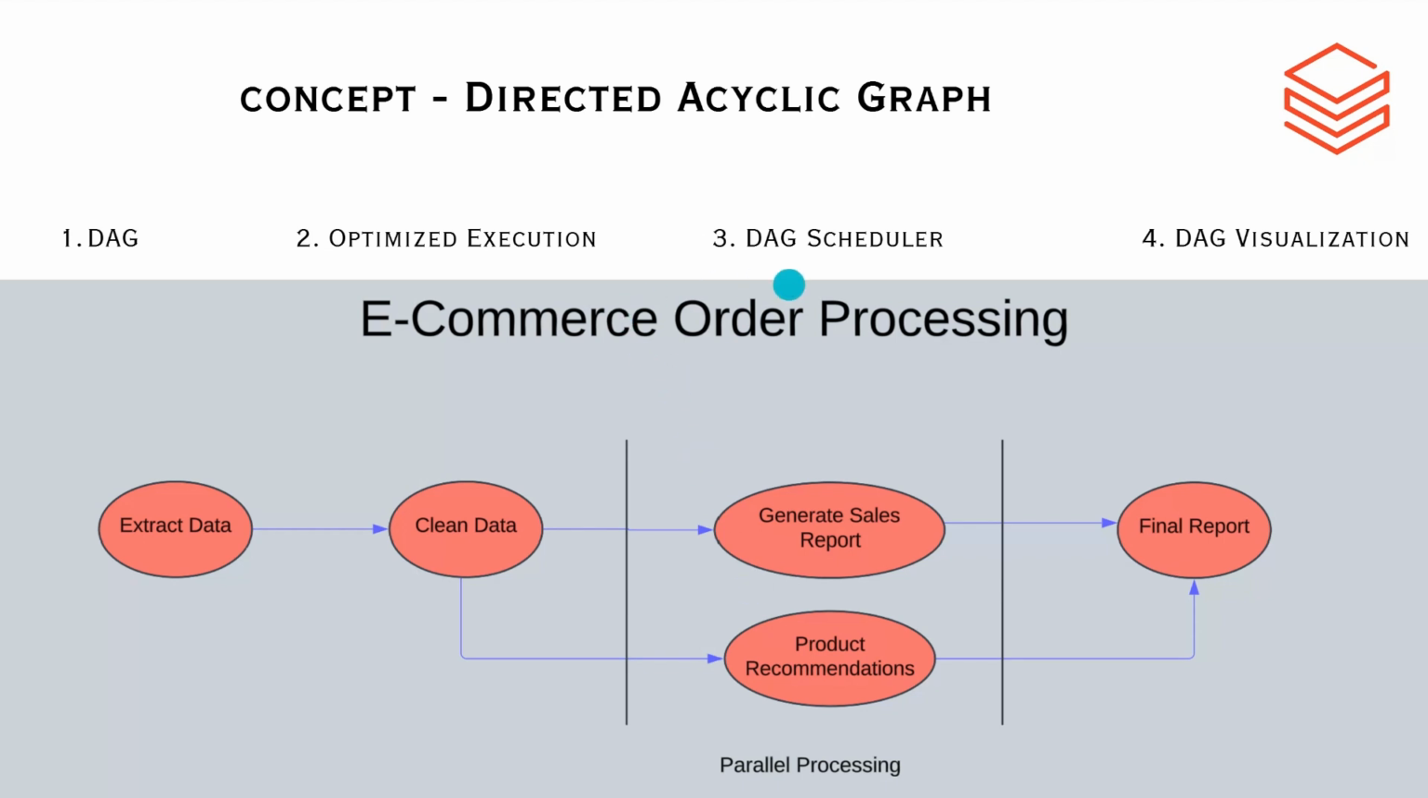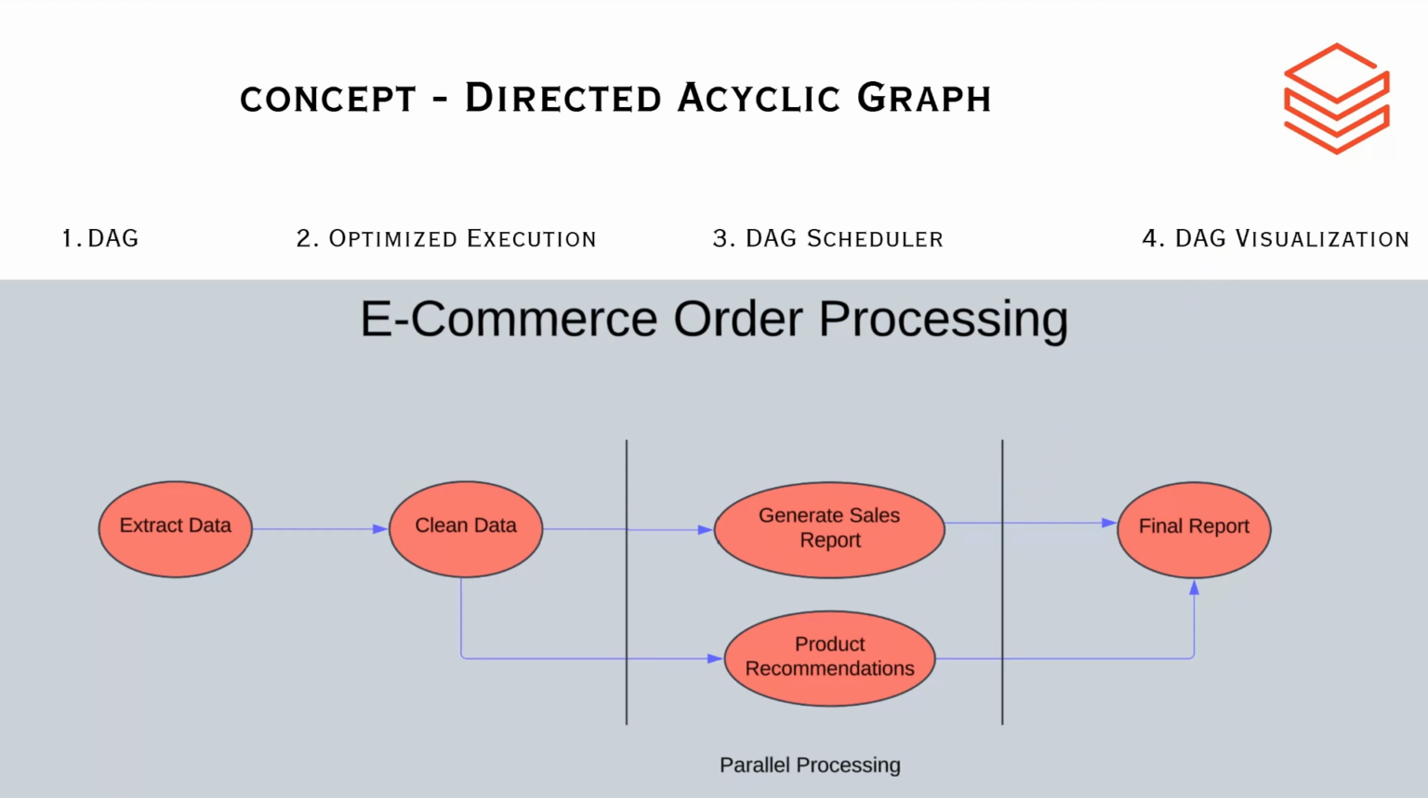The next concept is the DAG scheduler. The DAG scheduler plays an important role in this process because it breaks the DAG into smaller stages based on the tasks that need to shuffle the data. The scheduler ensures that these stages are executed in the right order. If tasks can run in parallel, it does so, making the best use of available resources. If a task fails, the DAG scheduler only retries the failed task, not the entire stage, which makes the job more efficient.